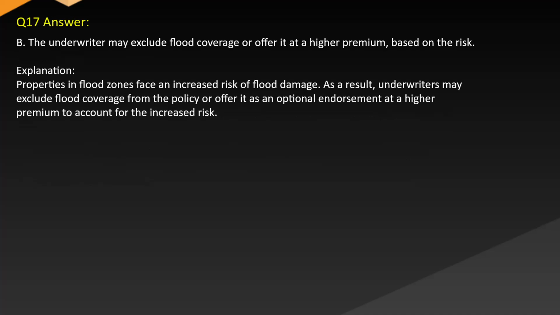Answer B. The underwriter may exclude flood coverage or offer it at a higher premium based on the risk. Explanation: properties in flood zones face an increased risk of flood damage. As a result, underwriters may exclude flood coverage from the policy or offer it as an optional endorsement at a higher premium to account for the increased risk.